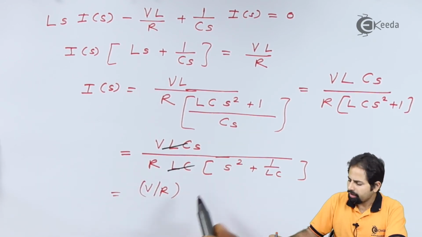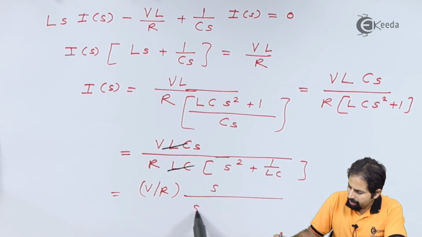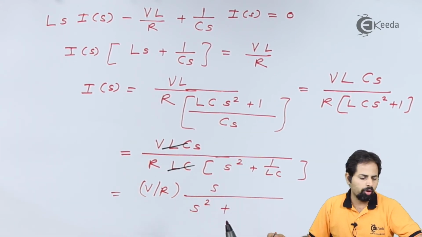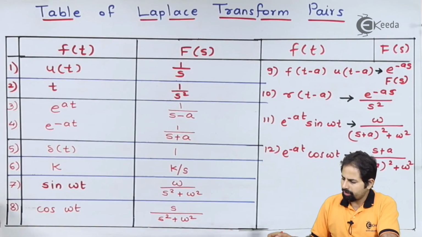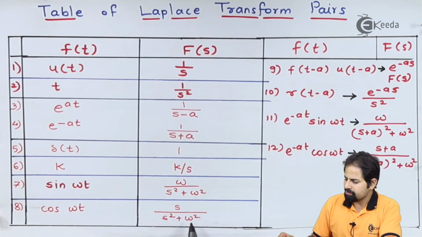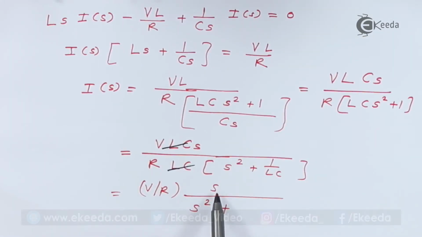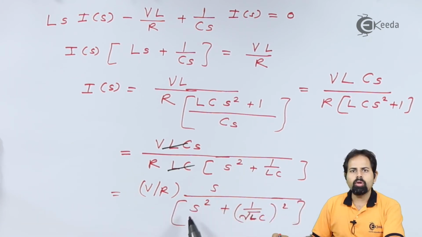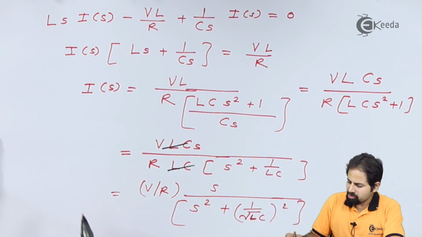V divided by R, S divided by S square plus, and the reason I am writing this is that we have one formula which has S in the numerator, and this is the formula S upon S square plus omega square. So you need a square term here that reflects in cos of omega t. Here there is S, and if I want a square term, I will write this as 1 upon root of LC. So this is now S upon S square plus omega square.